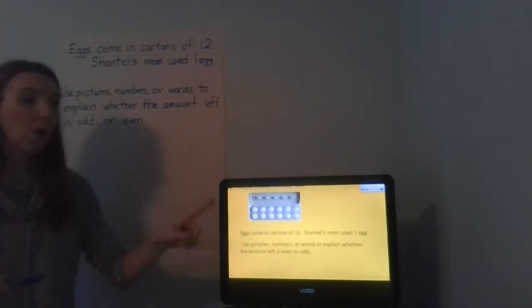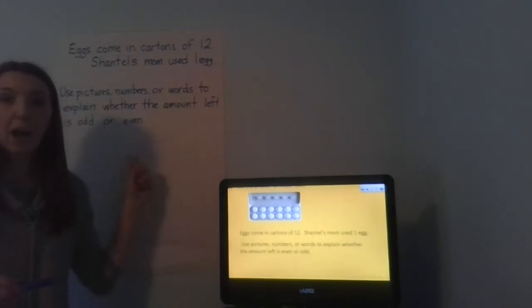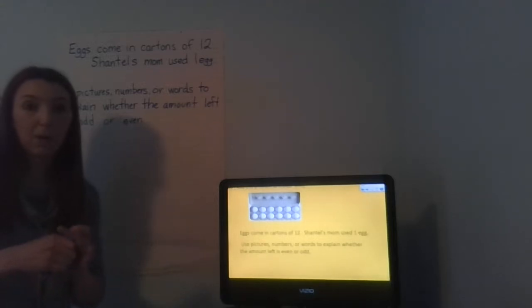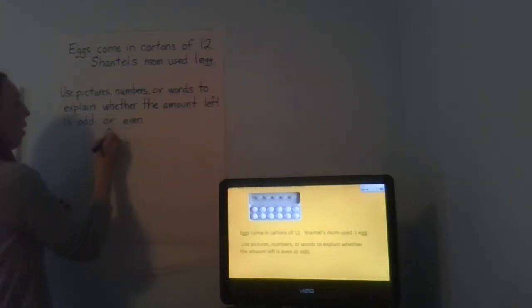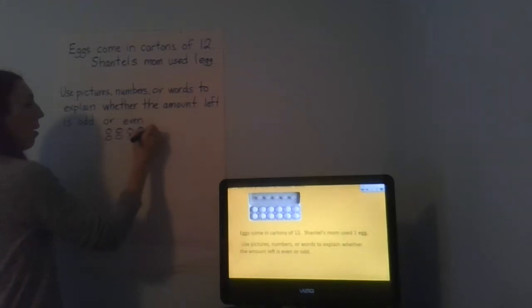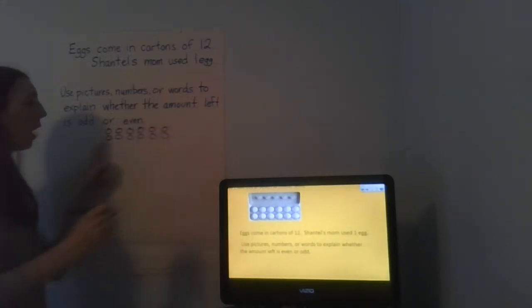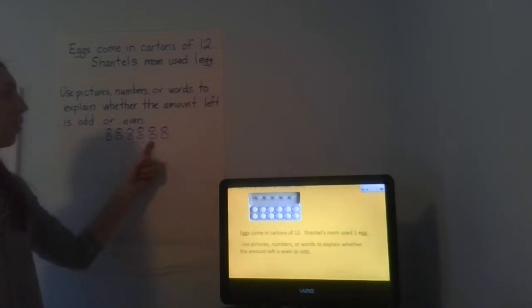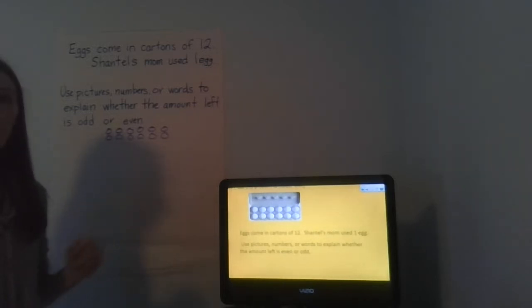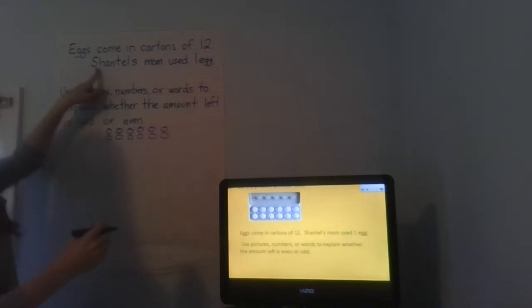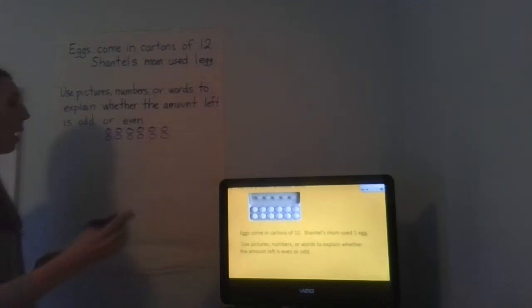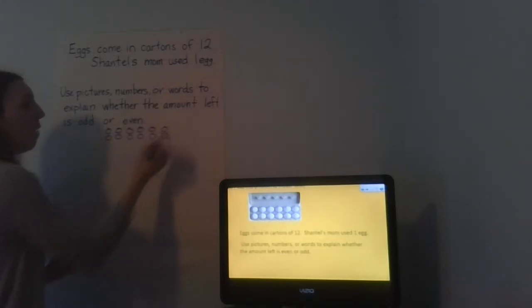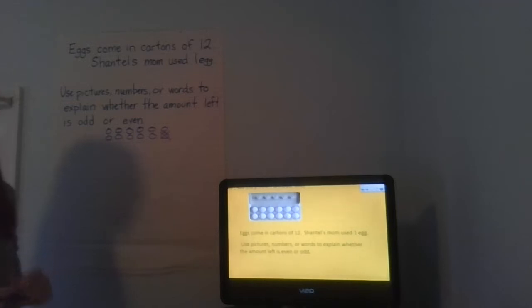So I'm going to quickly draw the picture here on my paper. We know that when we draw pictures, we do them quickly. I just do 12 circles to represent my carton of 12 eggs. Now in my problem it says Chantel's mom used one egg. So I'm going to take my marker and cross off one egg.